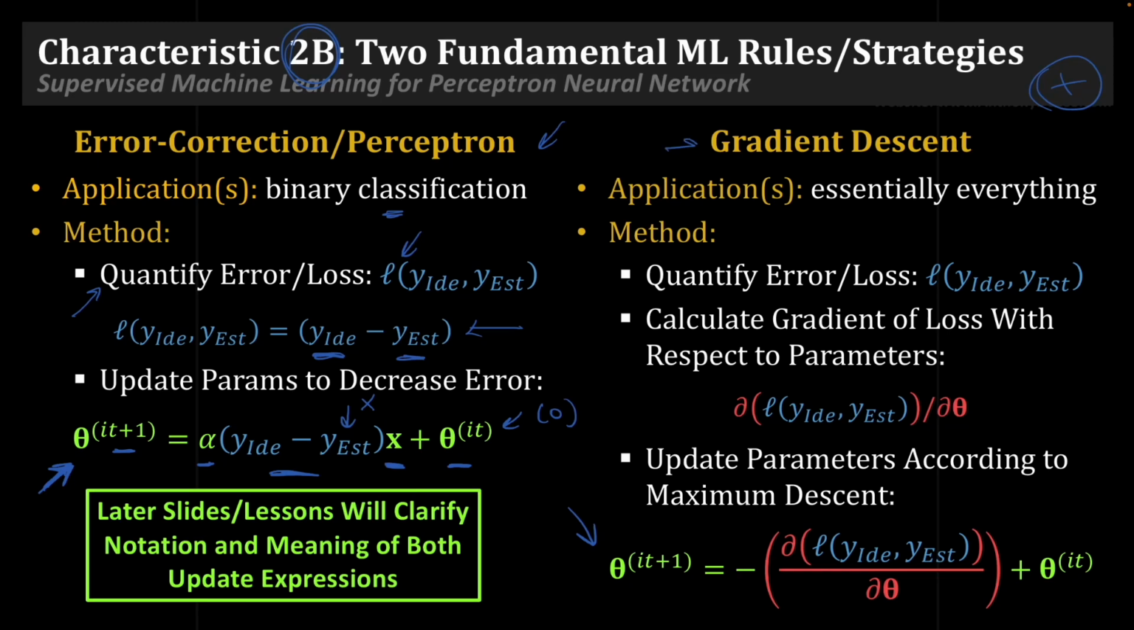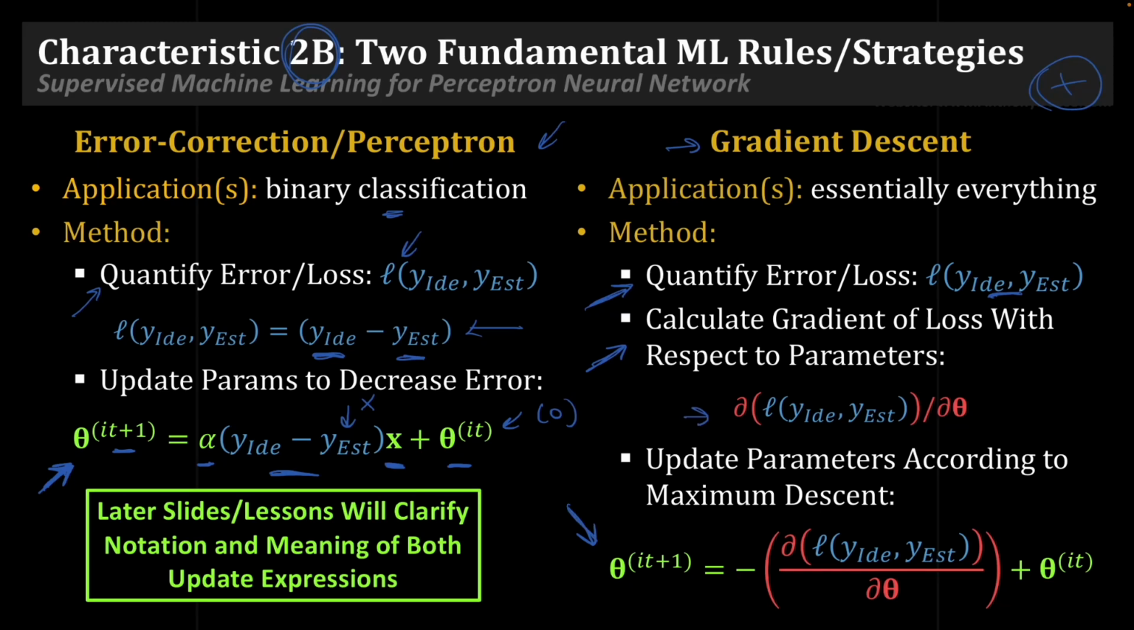Now, another very popular machine learning rule or strategy is called gradient descent. And the application, really, it applies to almost everything. It's a very broad approach. The method we can summarize in about 3 steps. Like the error correction, we need to define error or a loss function. Now, I'm not going to provide specifics here because we can use various loss functions for gradient descent. We then calculate the gradient of the loss function with respect to the parameters, or calculate the derivative or partial derivative with respect to those parameters.